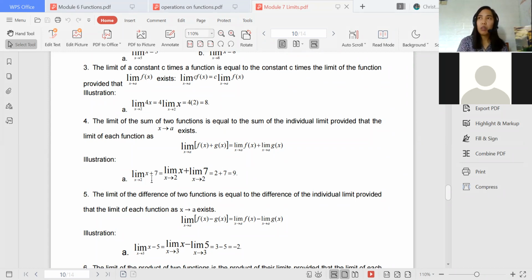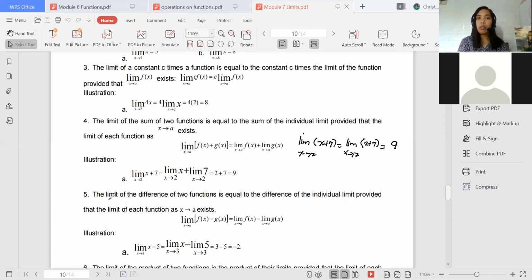Okay, when we just apply theorem, yun ang tawag sa kanya. So this is addition, the operation is addition. So you just follow this. Or you just do direct substitution, the limit of x plus 7 as x approaches 2. So this is an algebraic function. So just substitute, the limit of 2 plus 7 as x approaches 2 is equal to 9.